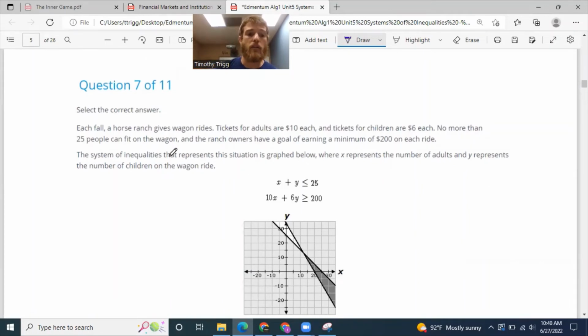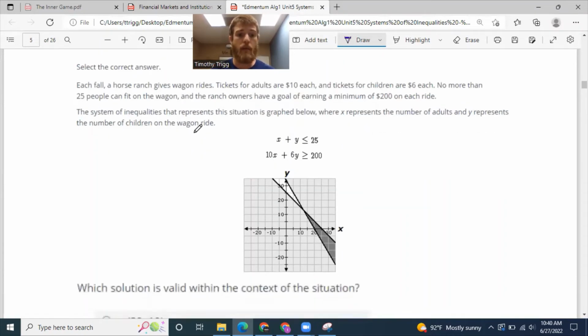Each fall, a horse ranch gives wagon rides. Tickets for adults are $10 each. Tickets for children are $6 each. No more than 25 people can fit in the wagon, and the ranch owners have a goal of earning a minimum of $200 on each ride. Okay, so we have a system of inequalities to represent this situation.